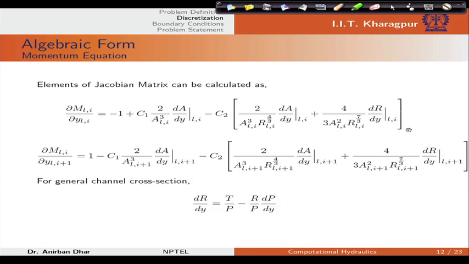For general channel cross section, this is dr by dy, this is T by P. T is the top width of the channel, P is the weighted perimeter, R is hydraulic radius divided by again the weighted perimeter, dP by dy in this case.